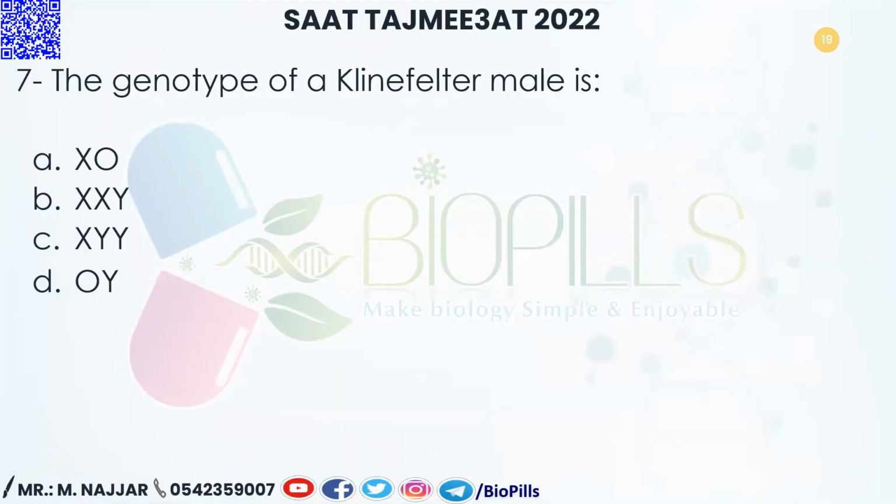Question number 7. The genotype of a Klinefelter male is: XO, XXY, XYY, or OY. Klinefelter syndrome is a male with female characteristics, so it has one extra X chromosome. And the correct answer here is exactly B, which is XXY.